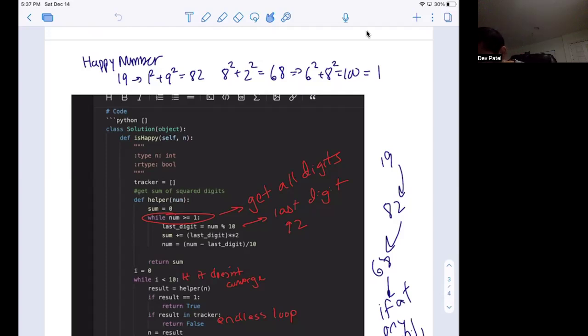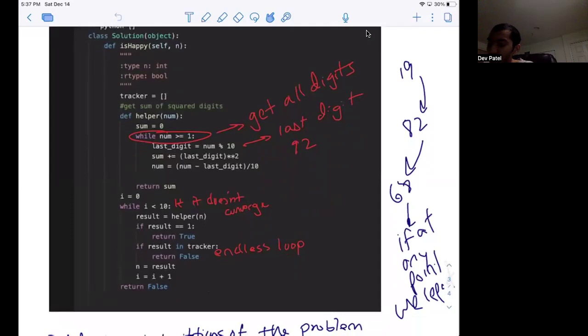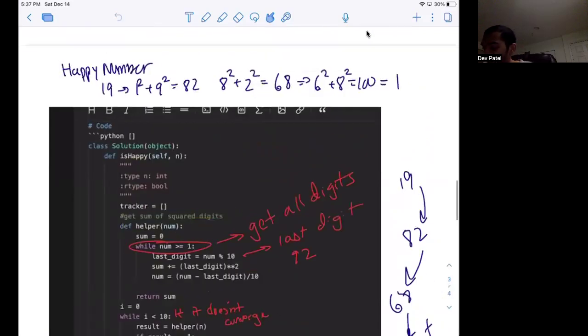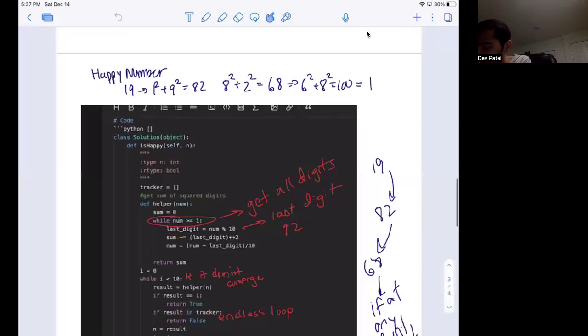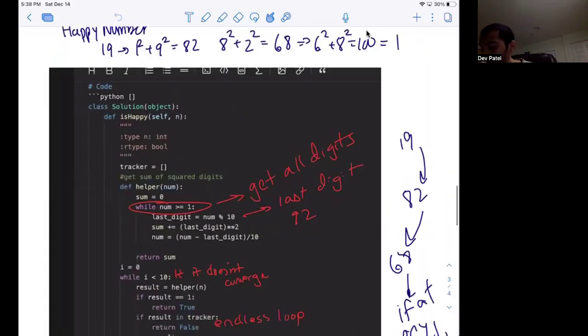So how are we able to do this? First, we create a helper function to get the sum of the squares of digits. This helper function will allow us to get from 19 to 82, from 82 to 68, from 68 to 100. It's going to get us the sum of the squared digits. And the way that we're getting that is by getting the last digit, trimming the last digit, and adding the square of that last digit to the sum, then getting the next last digit, trimming it, getting the square of that, adding it to the sum. Right? So initially we have our sum to be 0.